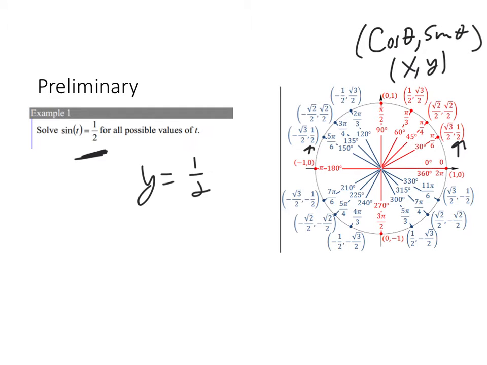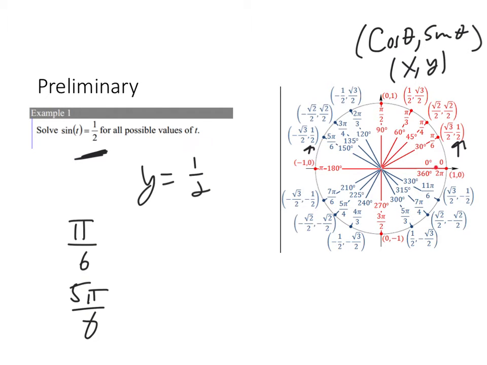We usually do these in terms of radian measure, not degree measure. So the first answer is going to be pi over 6. The second answer is going to be 5 pi over 6, right? That angle is pi over 6, and that angle is 5 pi over 6. Now, because they're saying all possible values, if you look at 7 pi over 6, that's negative. And 11 pi over 6, that's negative.